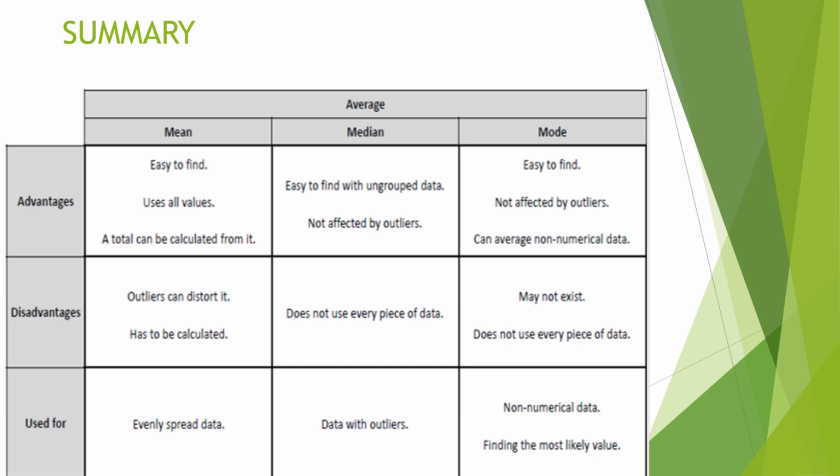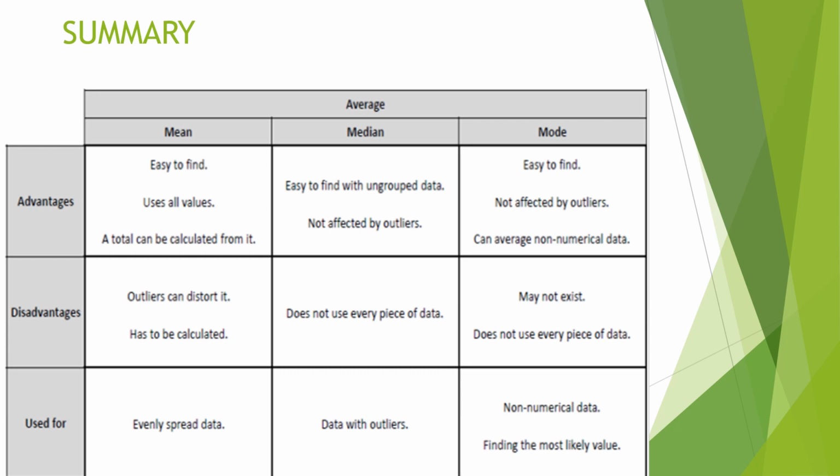In statistics, an outlier means a data point that differs significantly from other observations. An outlier may be due to variability in the measurement or an indication of abnormal data. It may be the result of experimental error, so such figures are sometimes excluded from the data set. In case of mode, it is easy to find, not affected by outliers, and can average non-numerical data.